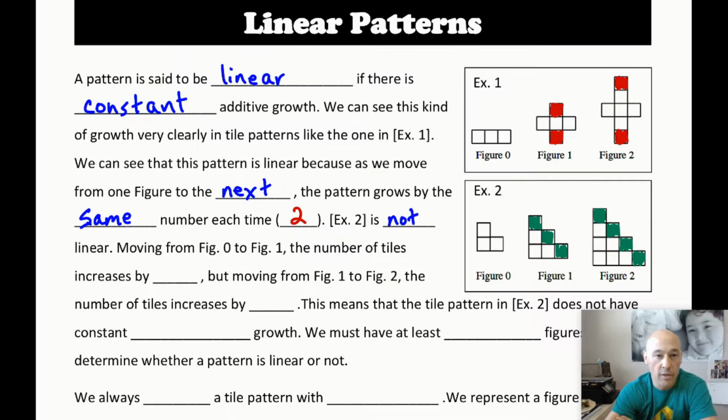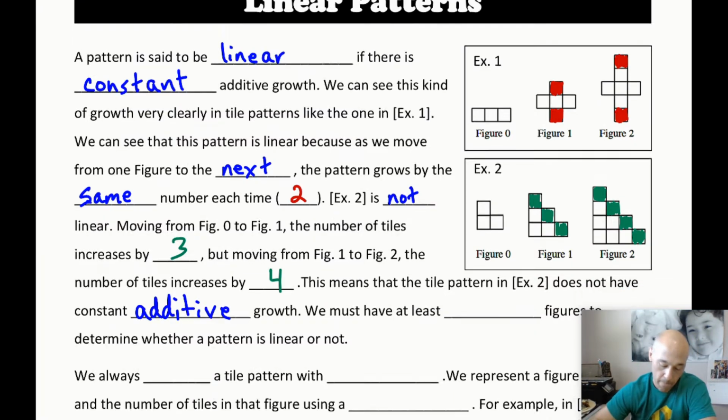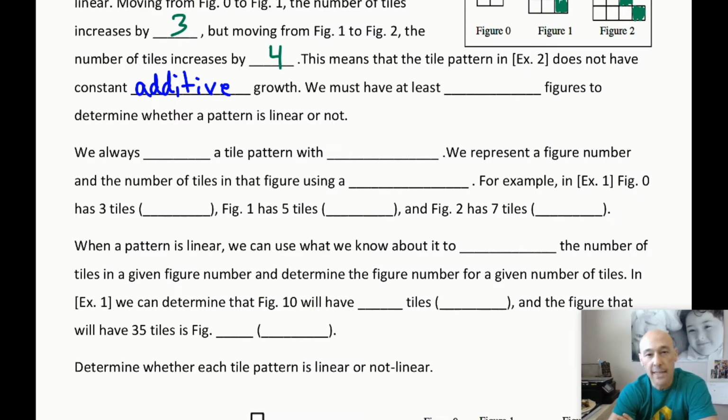Moving from figure 0 to figure 1, the number of tiles increases by 3, but moving from figure 1 to figure 2, the number of tiles increases by 4. Actually, let me do that in green so that, again, you can see where that's coming from. This means that the tile pattern in example 2 does not have constant additive growth, adding by the same amount each time. We must have at least 3 figures to determine whether a pattern is linear or not.